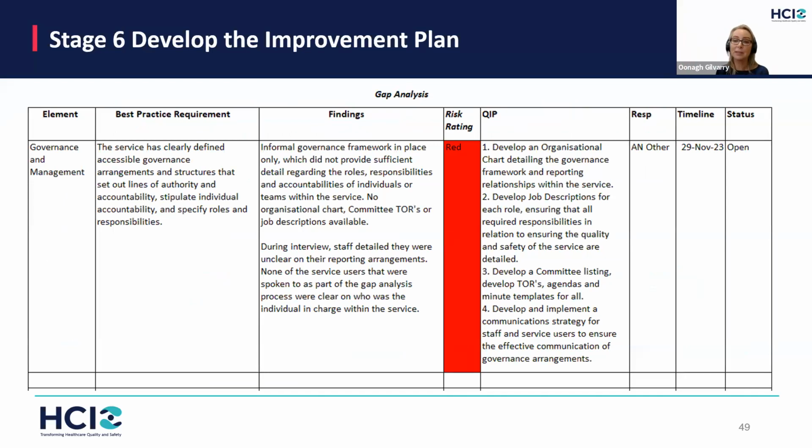So examples of the types of QIPs that could be identified in relation to the finding we had here. Well, we want to develop an organizational chart detailing the governance framework and reporting relationships within the service. We want to develop job descriptions for each role, ensuring that all required responsibilities in relation to quality and safety of services are detailed. We want to develop a committees listing with full terms of reference, agenda and minute templates for all. And we want to develop a communication strategy for staff and service users to ensure the effective communication of governance arrangements. So a lot of information there.